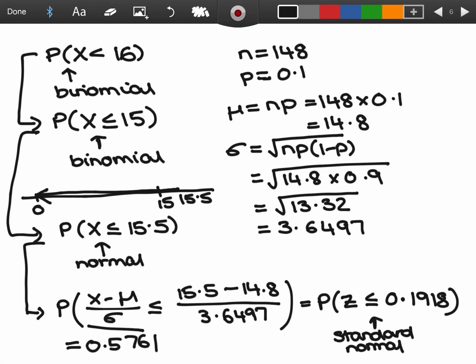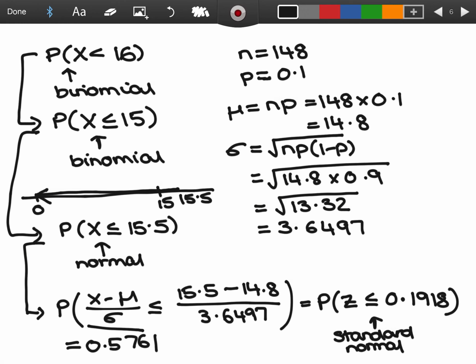Now remember, when you use Binomial CDF, it asks for the number of trials, which in this case is 148. It asks for the probability of success, that p-value, which is 0.1, and it asks for an x value. Remember, in Binomial CDF, whenever you type in an x value, it's always the value where you have a less than or equal to that x value.